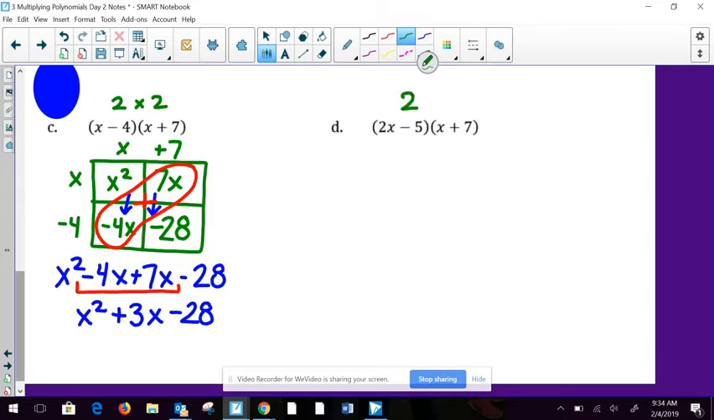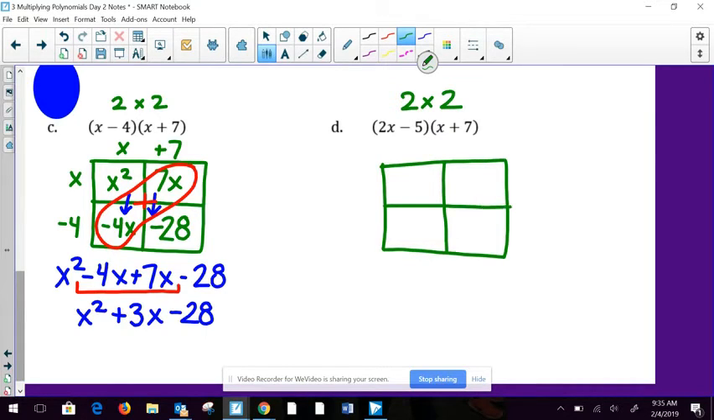Again, I have a 2 by 2 because I have two terms in each parenthesis. So I'm going to box it out. There's my 2 by 2 box. On the left side, I have 2x minus 5. On top, I have x plus 7. Again, I took the signs that were in front of the variables.